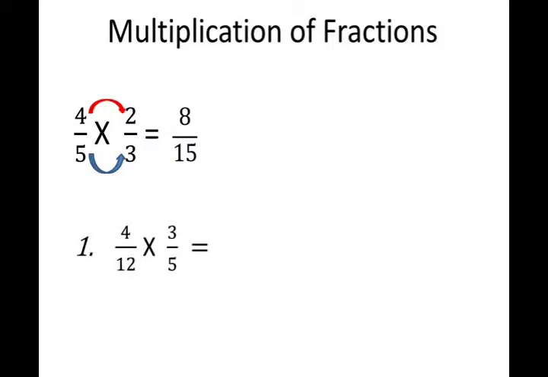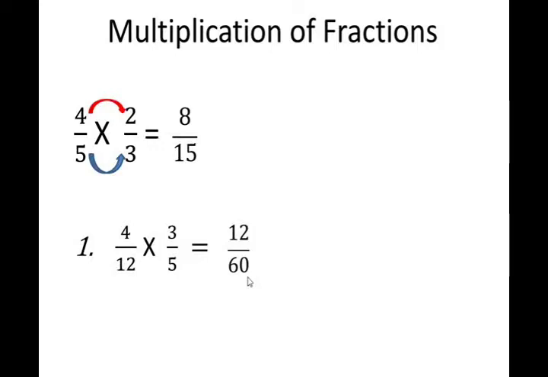Now we have another example. 4/12 times 3/5. Again, we follow the simple rule of multiplying the numerators with each other, and 4 times 3 is 12, and the denominators with each other, and that's 12 times 5, which is 60. Now notice, boys and girls, 12/60 is not written in its simplest form.